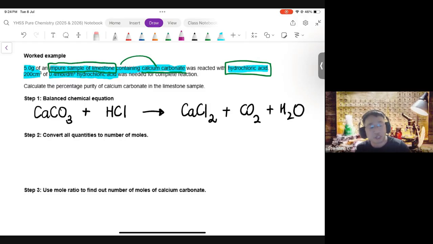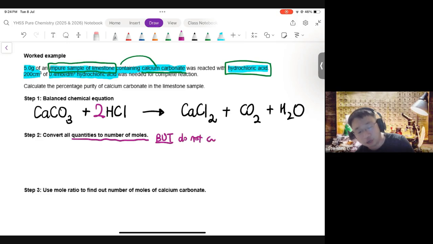To balance the equation, I need a 2 in front of the HCl. So this is the balanced equation. You must always start with this. Next step, convert quantities to moles, but do not convert impure substance to moles.